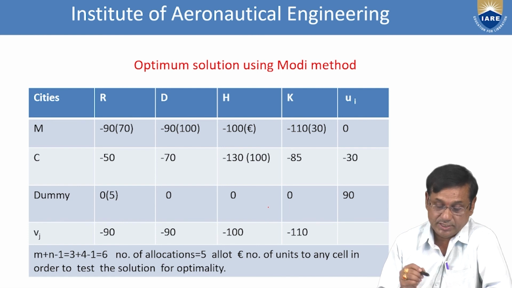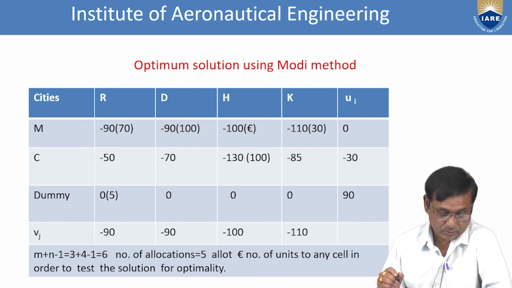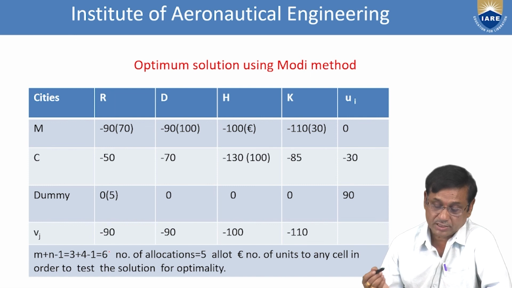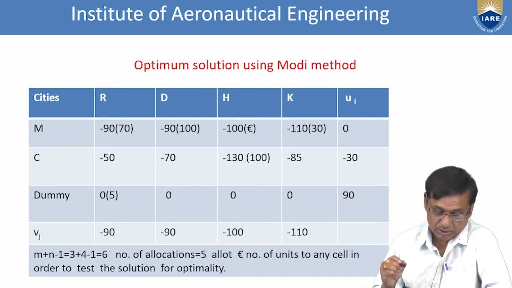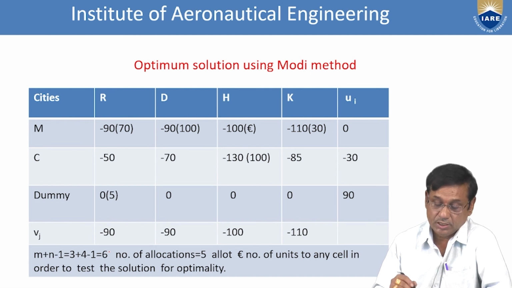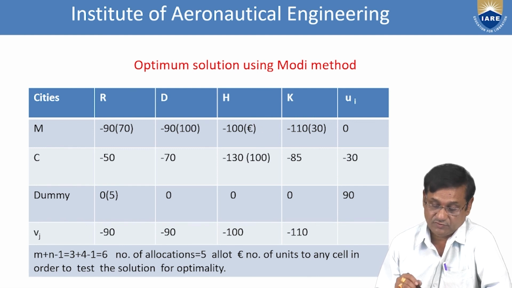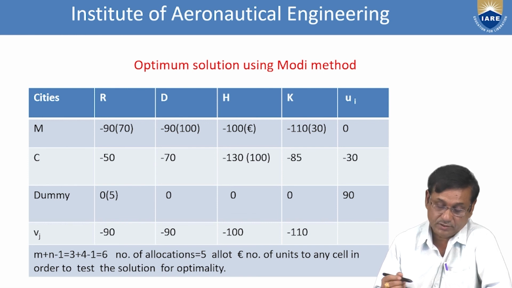First, in this case the number of allocations is not equal to m plus n minus 1. So m plus n minus 1 is equal to 6. The number of allocations is only 5. So in order to make the number of allocations equal to m plus n minus 1, we have to select the lowest element and allot epsilon number of units to that cell. So I have taken minus 100 as the next lowest element. While selecting the next lowest element, the loop should not form. If a loop is formed, again it is not possible to perform the optimality test.